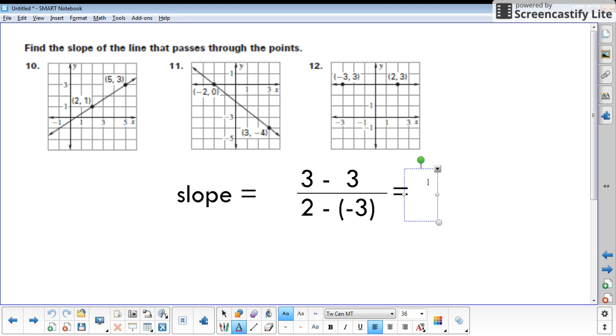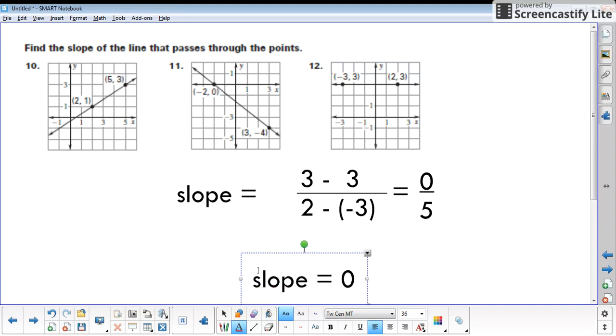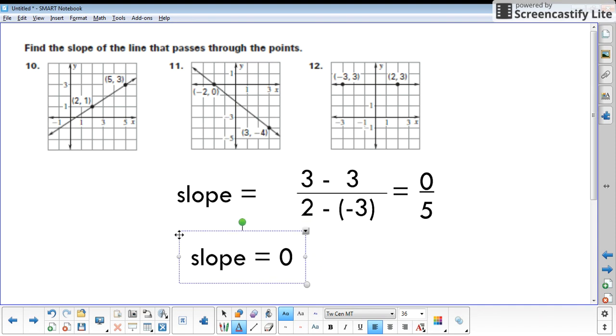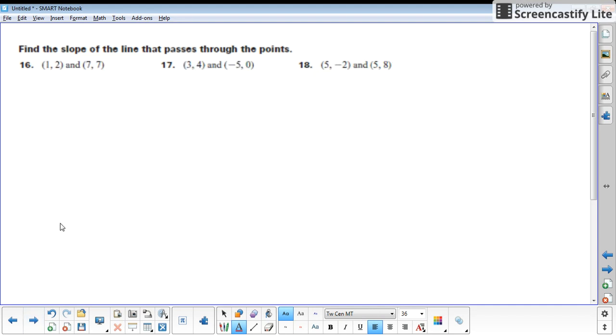From there, you get 0 on the top and 5 on the bottom, so the slope equals 0. That's it. Same as what we did before, nothing surprising. I just thought we'd go through and do an example for you. Numbers 16, 17, 18 are the same idea, like what we did before.